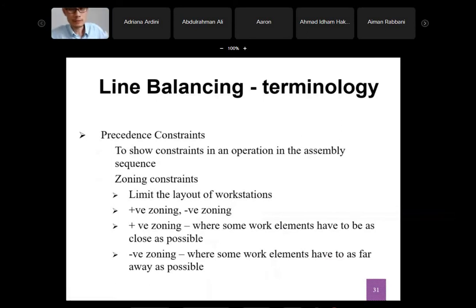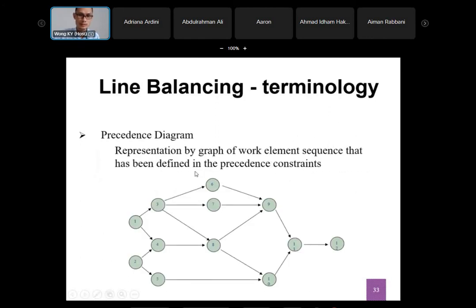When you do line balancing, you also have to understand precedence constraints, or precedence relationships. What is that? Normally, you can understand it from a diagram like this. Let's say you have an assembly line that consists of a total of 12 work elements. Not 12 workstations, that's different. The entire assembly line, to perform the job, has a total of 12 work elements. These work elements have certain precedence relationships that have to be followed.